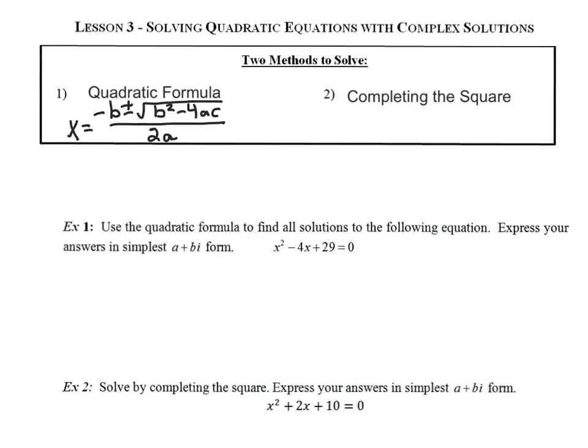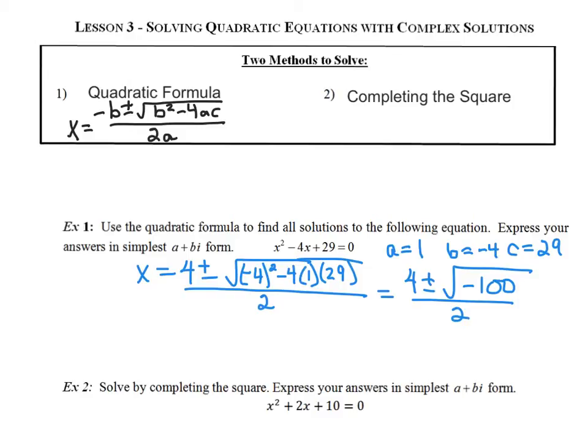Remember, when we solve quadratics using the quadratic formula, we want to start by identifying the a, the b, and the c. So in this equation, a, which is the coefficient of x squared, is equal to 1. b, which is the coefficient of x, is equal to negative 4. And c, which is my constant, is equal to 29. Go ahead and use these values for a, b, and c in the quadratic formula and simplify, and then come back and we'll talk about our solutions.